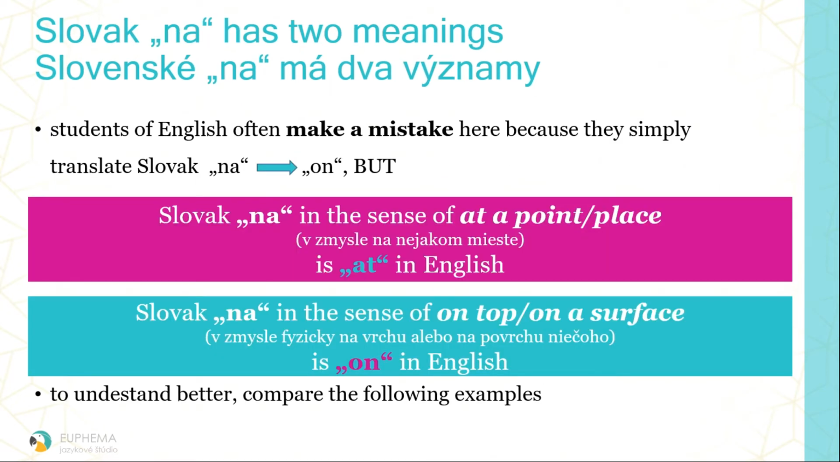Slovak students of English often make a mistake here because they simply translate Slovak na as on in English. Slovak na, in the sense of at a point or at a place, is in English at. And Slovak na, in the sense of on top of something or on the surface of something, is on in English. To understand better, let's check out the following examples.